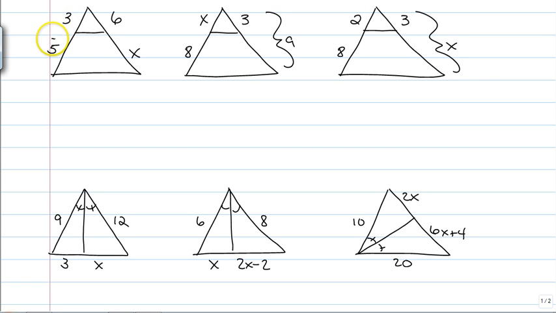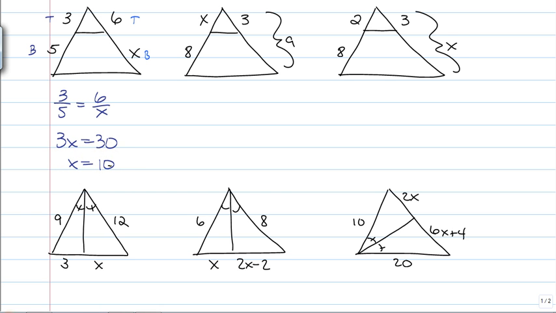So for this guy, we have a top and a bottom, and we have a top and a bottom. So this one is just as simple as it gets. You're just going to say 3 over 5 is equal to 6 over x. Top over bottom is equal to top over bottom. So that's just going to cross multiply and give you 3x is equal to 30. So for this guy, we know x is equal to 10.